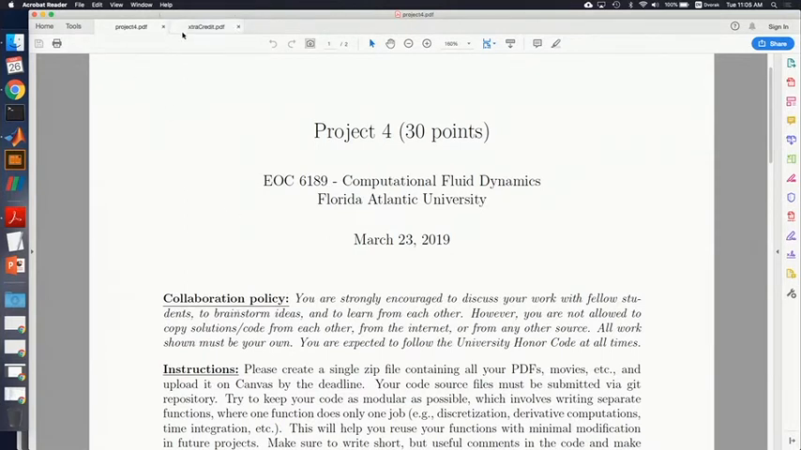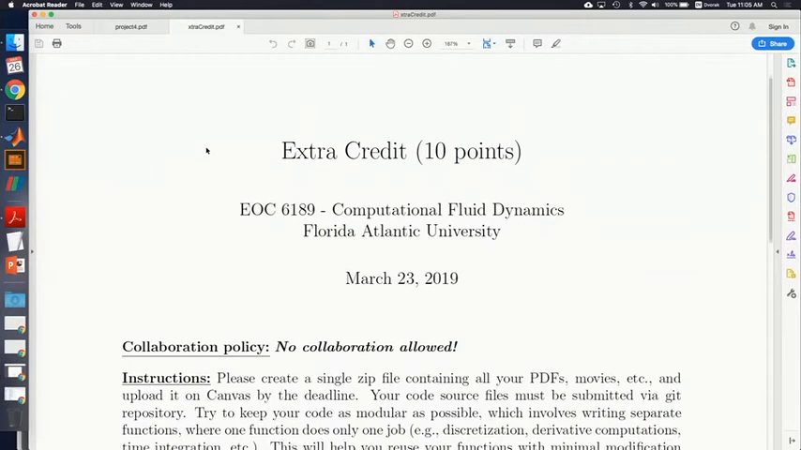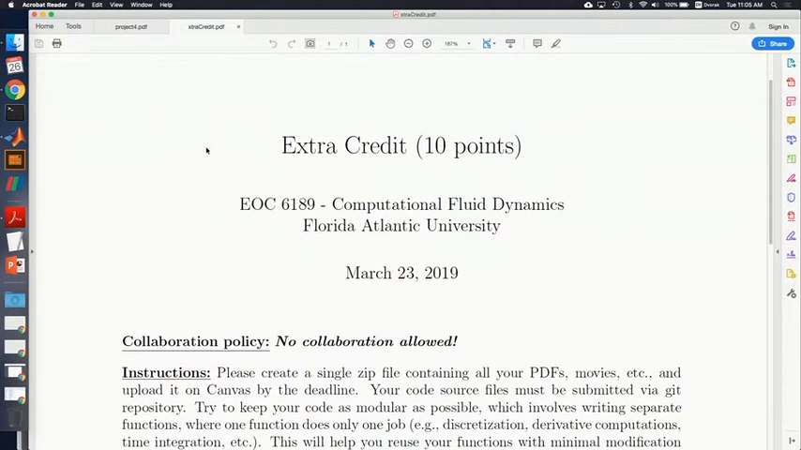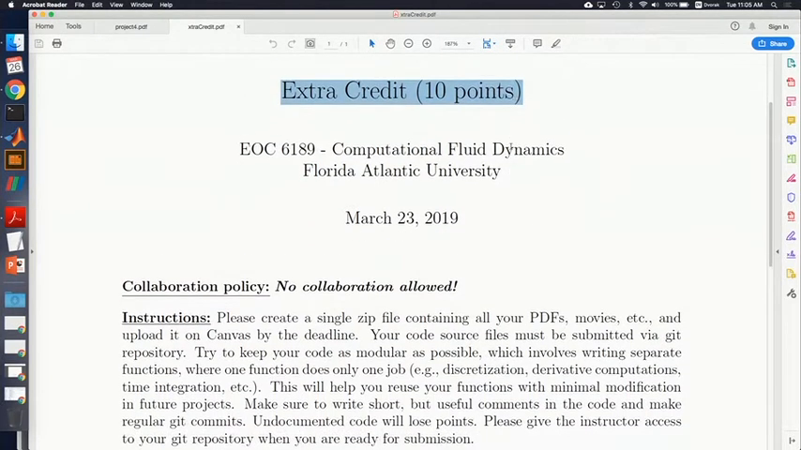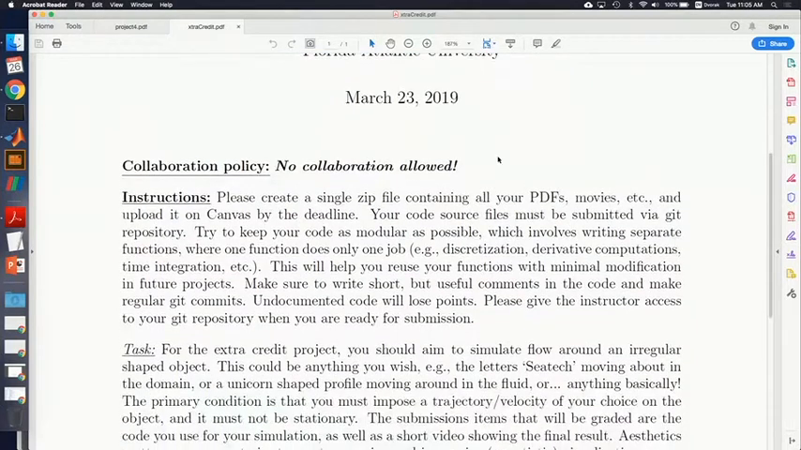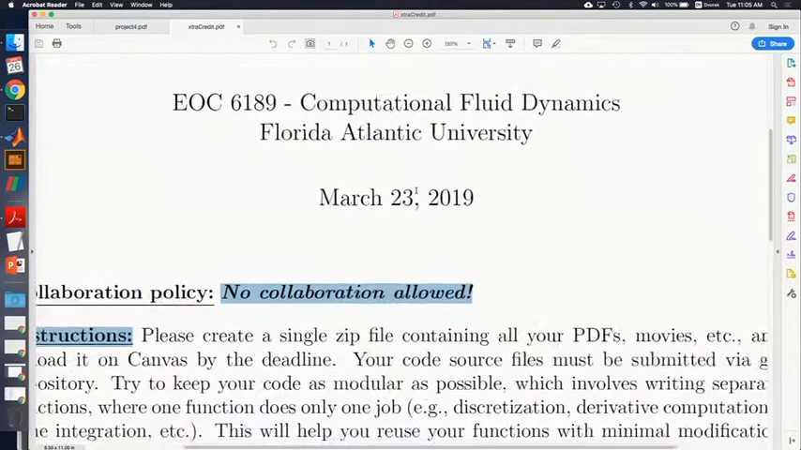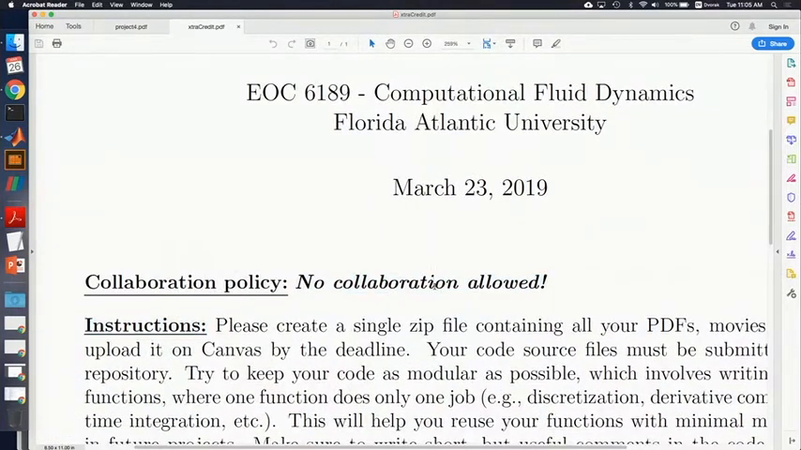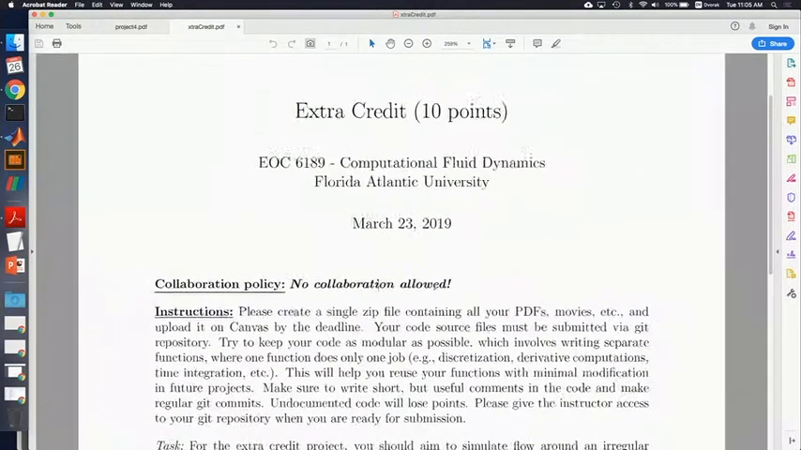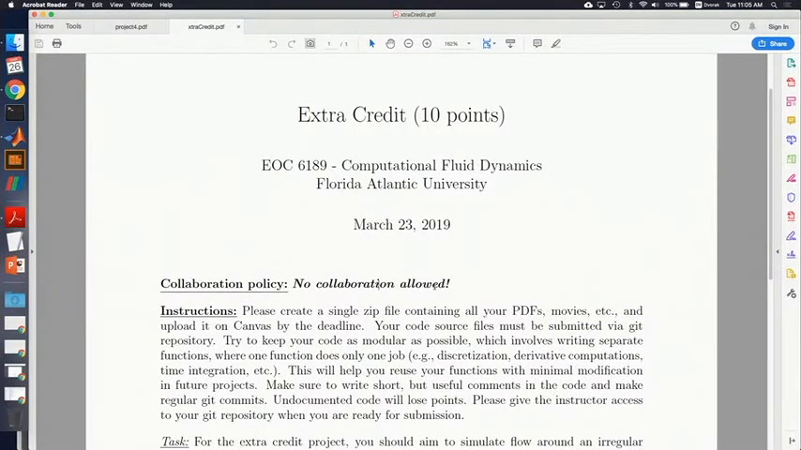Okay, so there's also the extra credit assignment. You don't have to do this, but if you're curious about the problem or you feel like you need some extra points for your grade, please go ahead and give this a shot. For this assignment only, you cannot collaborate with other students. Everything has to be done individually without any sort of collaboration.